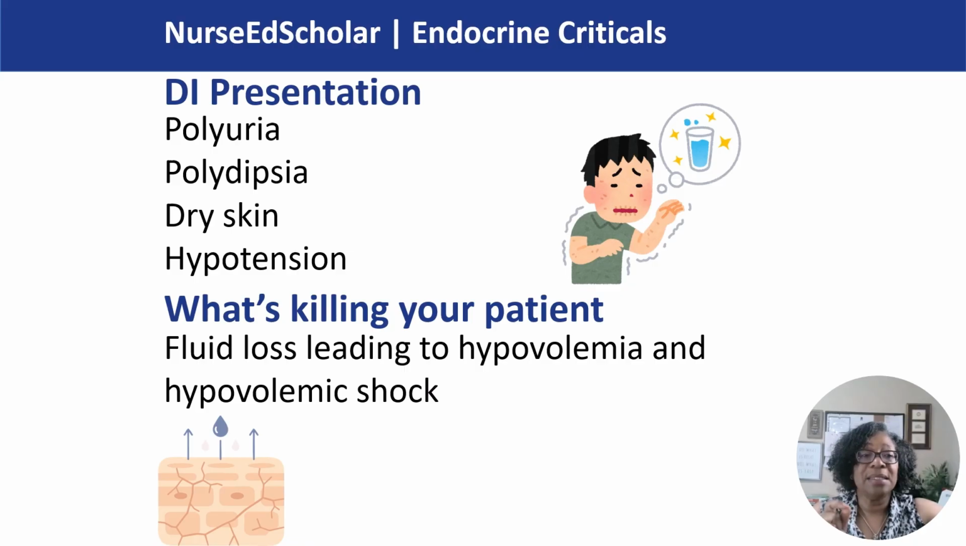Now, with diabetes insipidus, your patient is going to present with polyuria, they're urinating too much, polydipsia, they're going to be very thirsty, dry skin, hypotension. Okay, so what is killing your patient? Too much fluid loss, leading to hypovolemia, not enough volume, leading to hypovolemic shock.